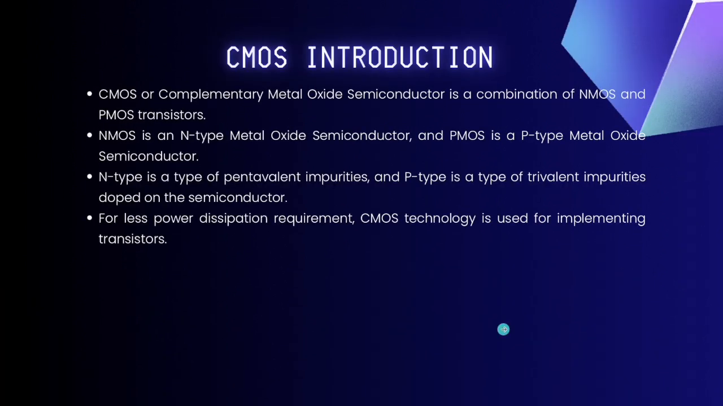CMOS introduction. CMOS, or complementary metal oxide semiconductor, is a combination of NMOS and PMOS transistors. NMOS is an N-type metal oxide semiconductor, and PMOS is a P-type metal oxide semiconductor. N-type is a type of pentavalent impurities, and P-type is a type of trivalent impurities doped on the semiconductor. For less power dissipation requirement, CMOS technology is used for implementing transistors.